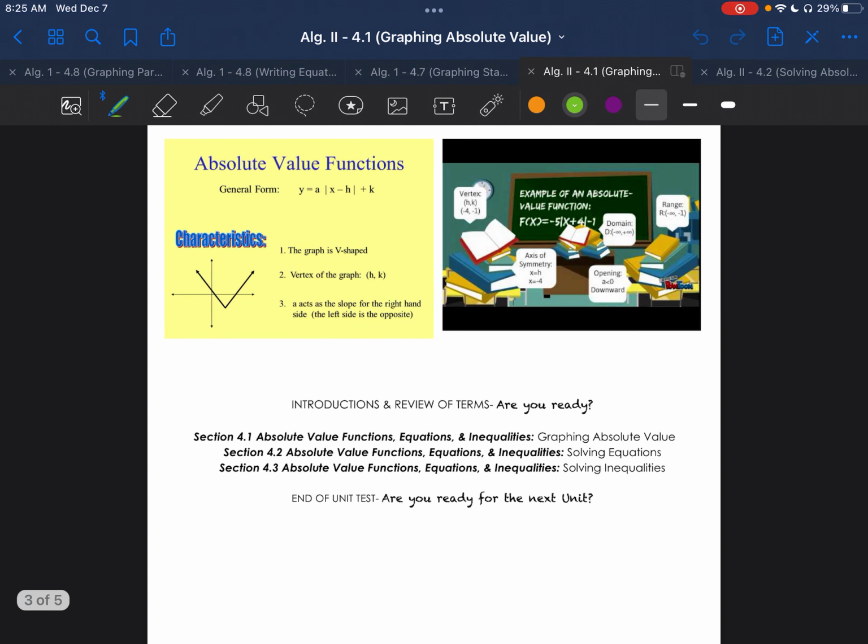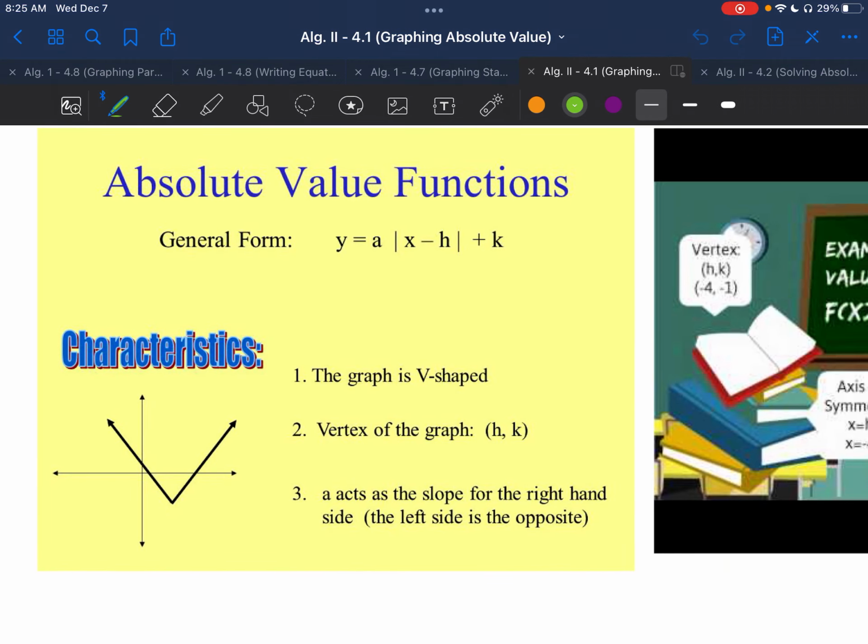Welcome everyone to Algebra 2, Chapter 4. We're going to do Section 1 today. In Chapter 4, we're talking about absolute value. And so in Section 1, we're going to be talking about graphing absolute value.